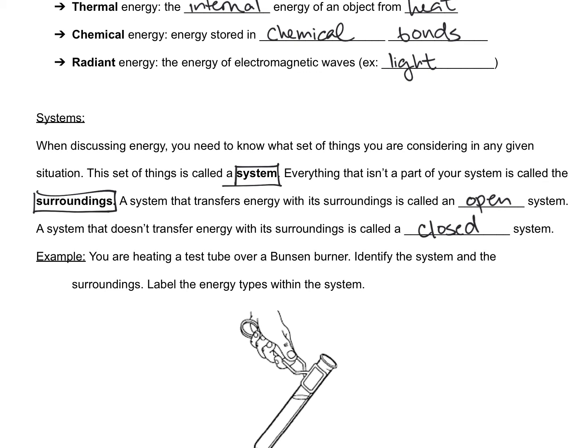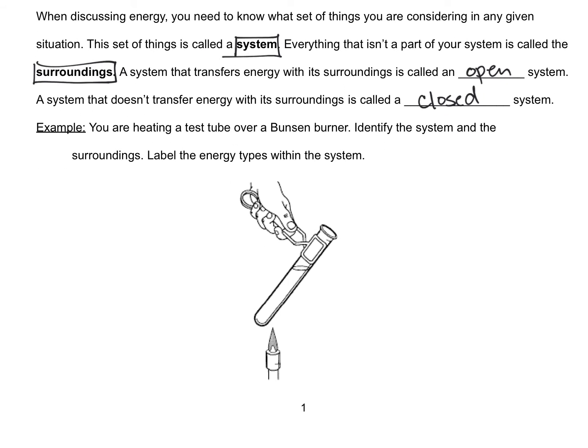So for an example, we're going to look at this picture down here of a Bunsen burner under a test tube. And we're going to identify the system and the surroundings. So if we were conducting an experiment and we needed to heat a test tube up or heat the contents of a test tube up, really the only heat transfer we care about is the flame and the stuff that's inside the test tube. So the stuff we care about is called the system.